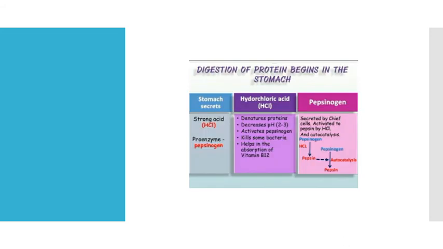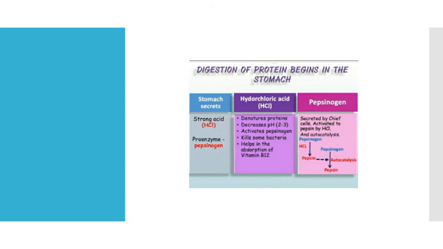Digestion of protein begins in the stomach. We already know that. The stomach secretes a strong acid, HCl, and the enzyme pepsinogen. And what is the duty of HCl? HCl denatures protein, decreases the pH to 2 to 3, activates pepsinogen, kills some bacteria, and helps in the absorption of vitamin B12.